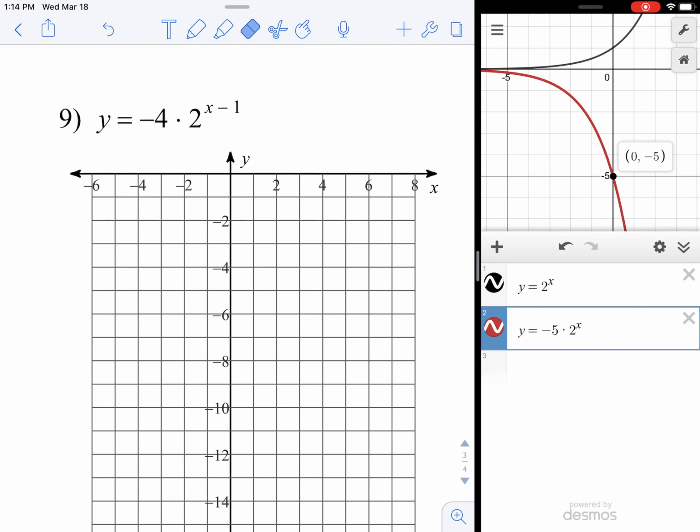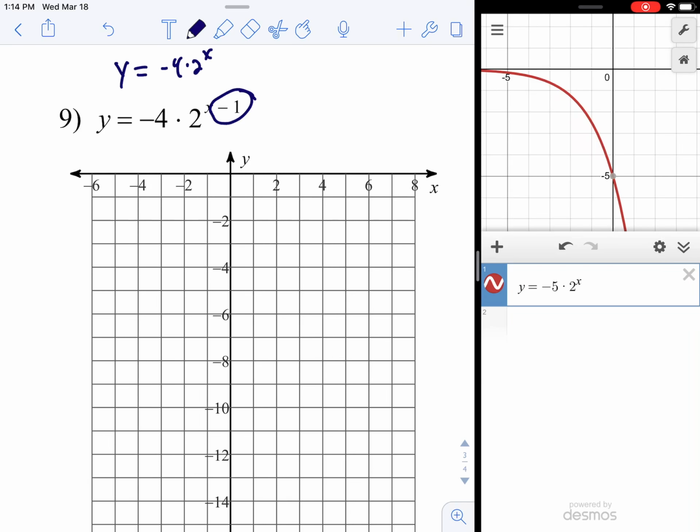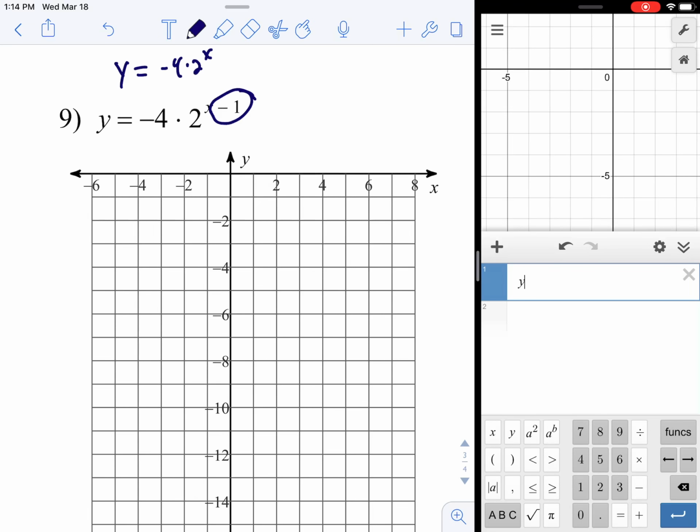Now we do have an exponential function. It's multiplied by a negative coefficient, so it's going to be sort of upside down. The 4 is going to stretch it out, but then there's this minus 1 here. So here's what I'm going to do. I'm going to graph y equals negative 4 times 2 to the x. Then I want you to guess at what that is going to do before I type it in. So y equals negative 4 times 2 raised to the x.